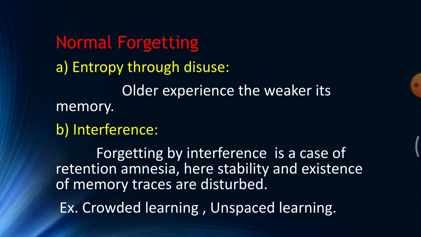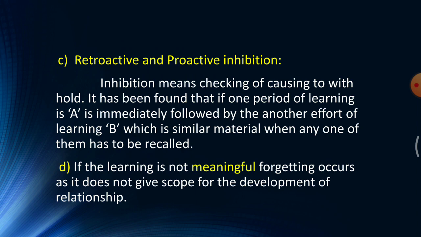Interference. Forgetting by interference is a case of retention of amnesia. Here, stability and extension of memory traces are disturbed. Example, crowded learning or unspaced learning. Retroactive and proactive inhibition. Inhibition means checking or causing to withhold.